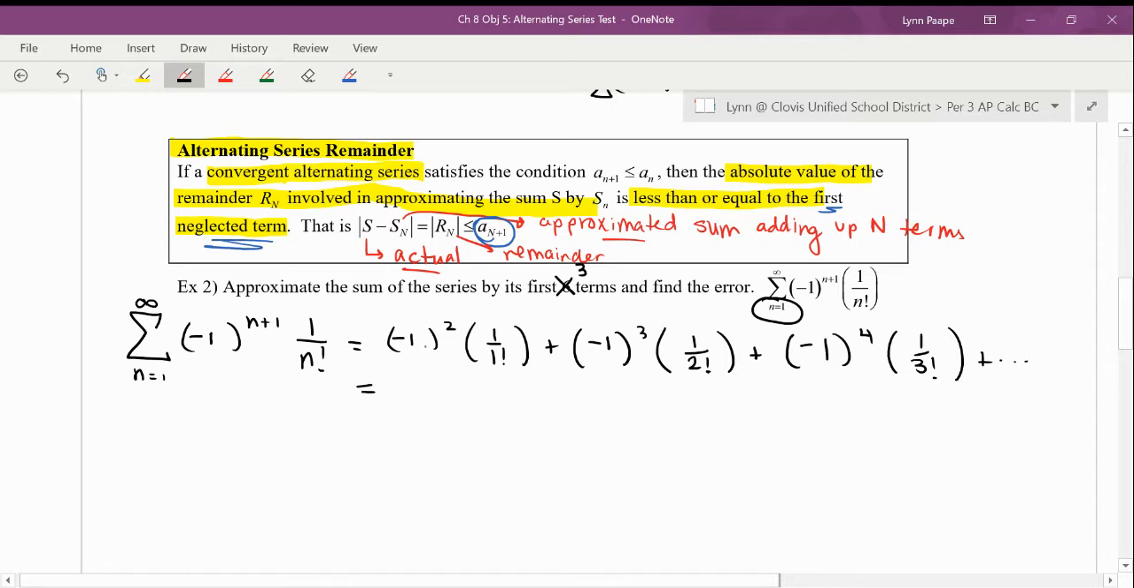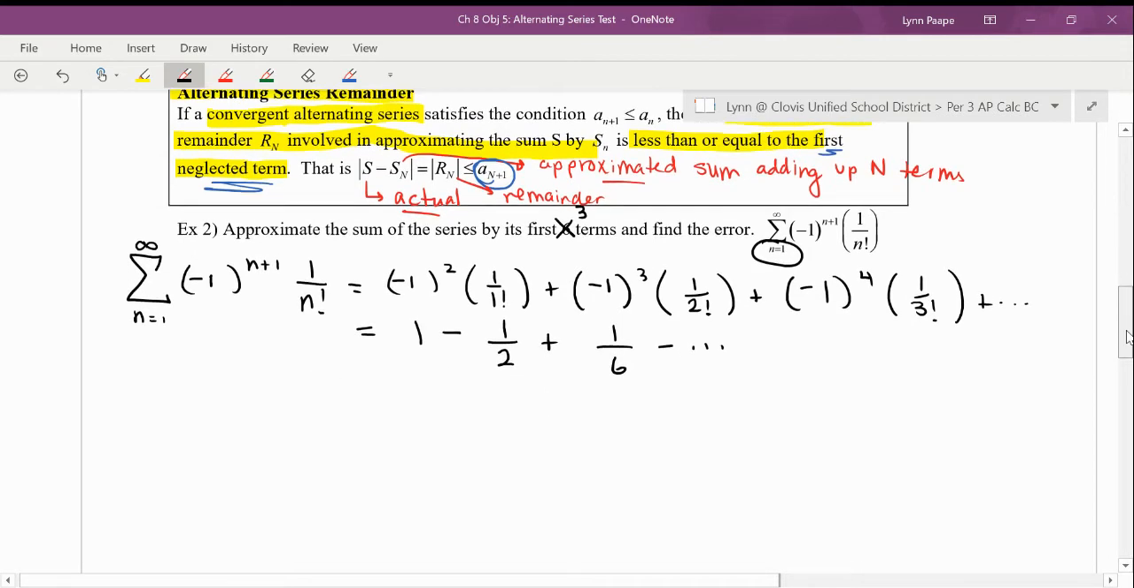Okay, so let me write this out. Let me do a little arithmetic. So negative 1 squared is 1, and then 1 over 1 is 1. And then negative 1 cubed is minus, and then 1 over 2 factorial would be 2. And then negative 1 to the 4th would be plus, and then I would have 1 over 3 factorial, which is not 1/2. 1 over 3 factorial, which would be 3 times 2, so 6. And so on, right? So the next term would be minus. So that would be what that one is equal to.